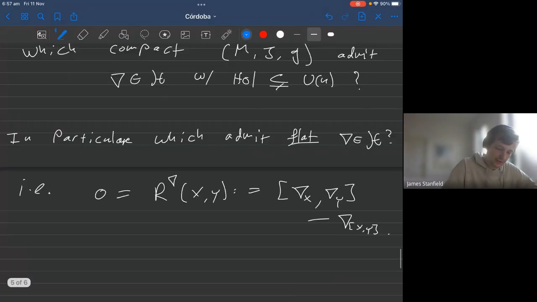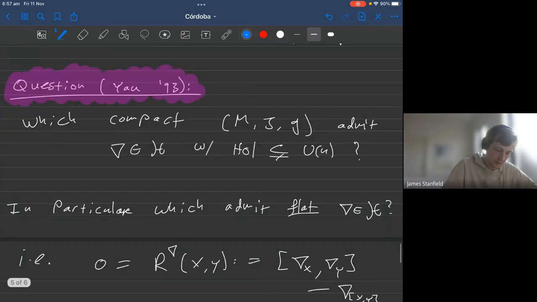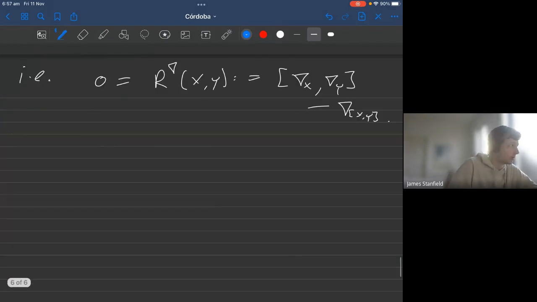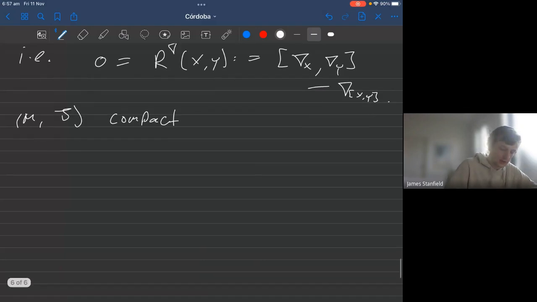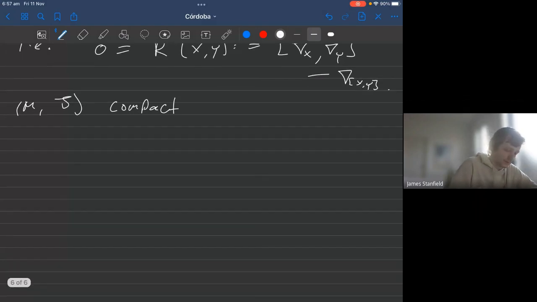So this is already known for a few of the connections. Let me go over that. Here I'm going to always assume M is compact for simplicity, but I'll point out when you can drop that. So Boothby in the 50s already studied this question for the Chern connection.